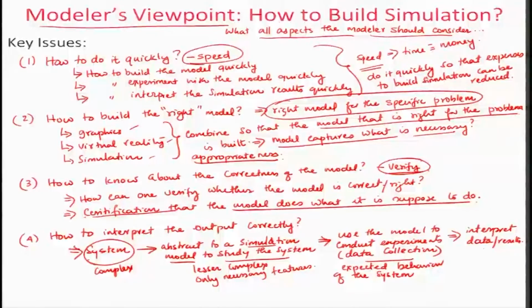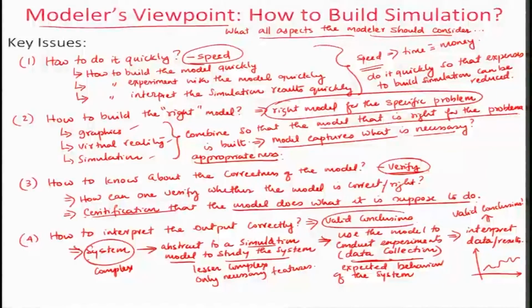And once you use this experimentation, it generates data. When the data is collected, how do you interpret the data? When you put a graph or something like this, what does this graph mean? And how do you interpret this graph so that the conclusions made out of this data are sound? So, this results in what we call valid conclusions. How can you do that? Using this approach. So, that is the interpretation of the output correctly. Here the importance is valid conclusions, or we can say rational insights. That is also one other way to say this.